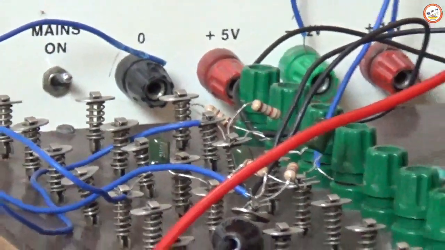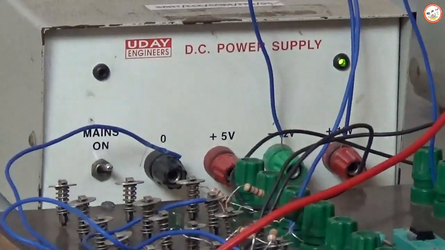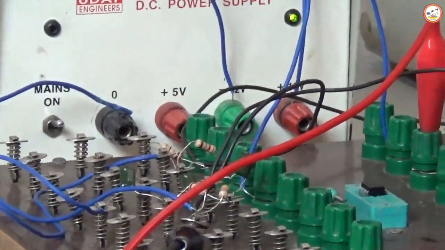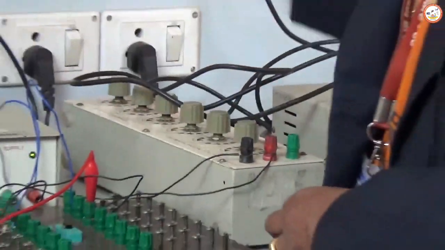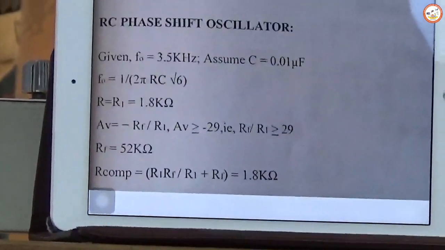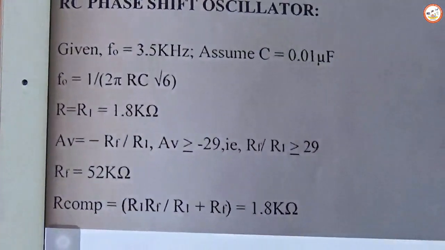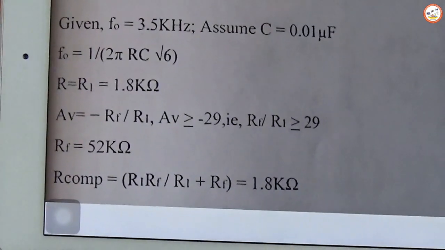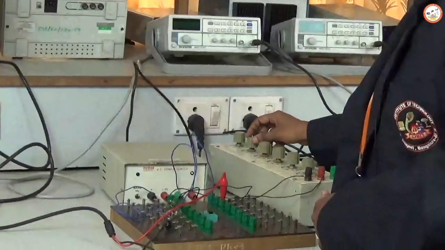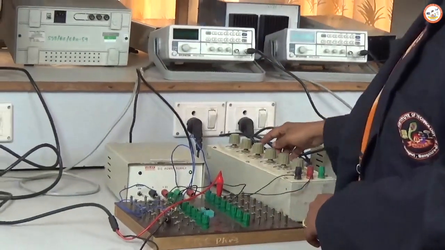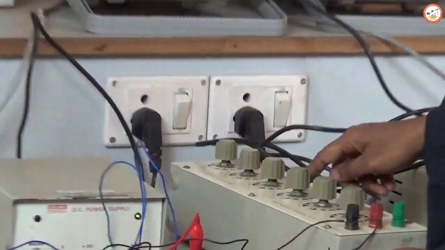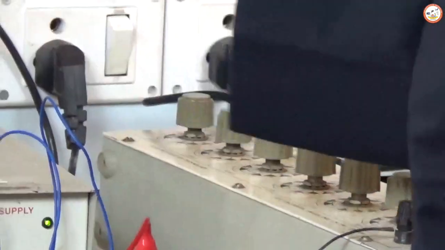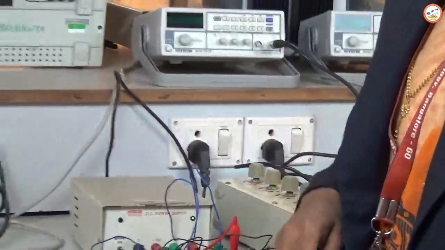Another one is the feedback resistor, which is 52 kilo ohms. Here we are making use of a DRB, decade resistance box. This is a decade resistance box. In order to adjust the gain condition, as we know AV greater than or equal to 29, we use the feedback resistor as a DRB. We need to set this value from the calculation as 52 kilo ohms, and by adjusting it to 56 kilo ohms, we get an exact sinusoidal output waveform.